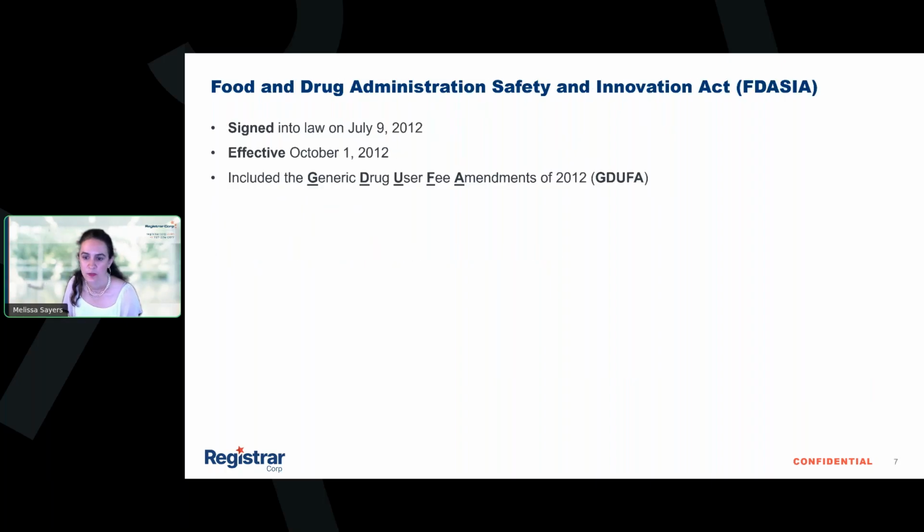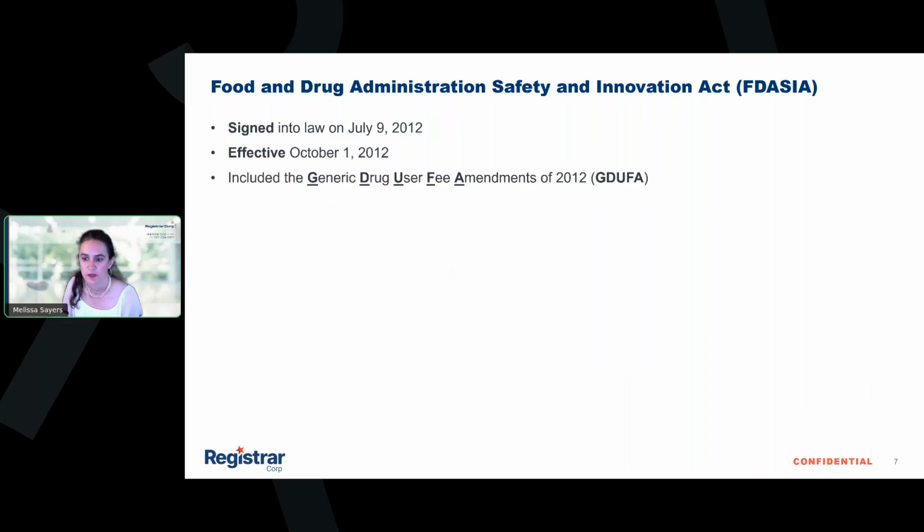On July 9th of 2012, the Generic Drug User Fee Amendments of 2012, known as GDUFA, was signed into law by the President as part of the Food and Drug Administration Safety and Innovation Act, FDASIA. GDUFA is designed to speed the delivery of safe and effective generic drugs to the public and improve upon the predictability of the review process. GDUFA is based on an agreement negotiated by FDA and representatives of the generic drug industry to address a growing number of regulatory challenges.